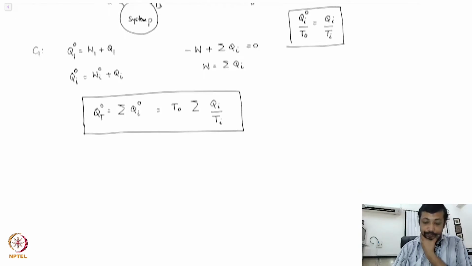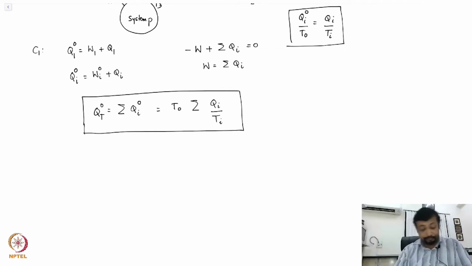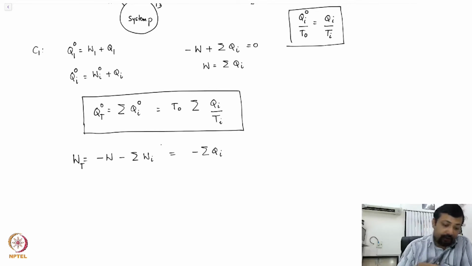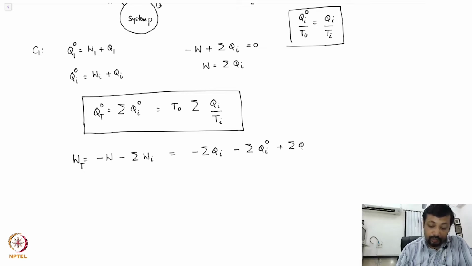Right? So what is the total work done? The total work done is minus W, with a subscript t, because work is the energy which is flowing out of the system, therefore in our convention it should be minus Wy. So minus W is minus sum over Qy, and then we will write this as minus sum over Qy0 plus sum over Qy.